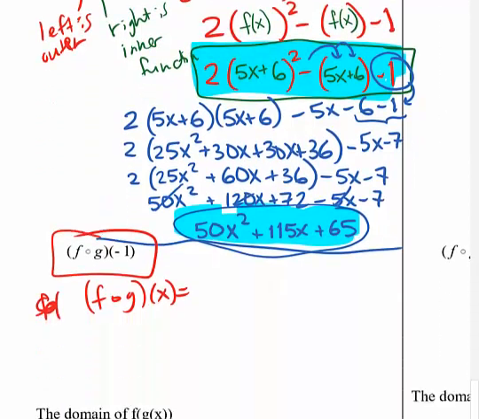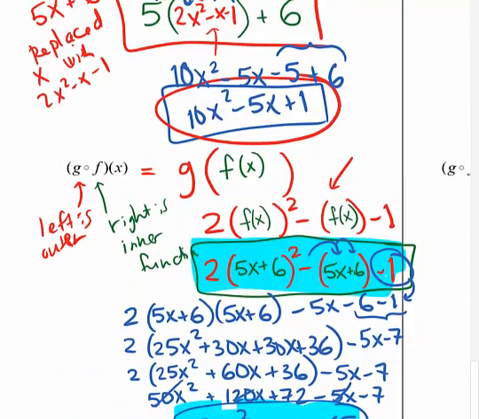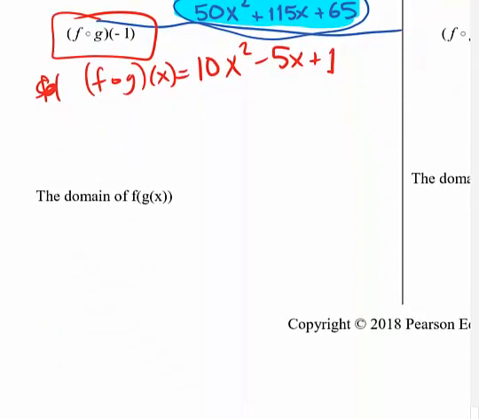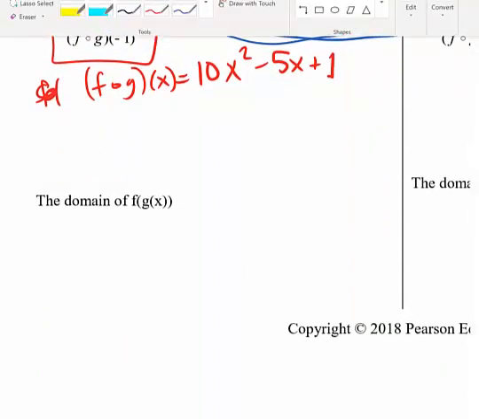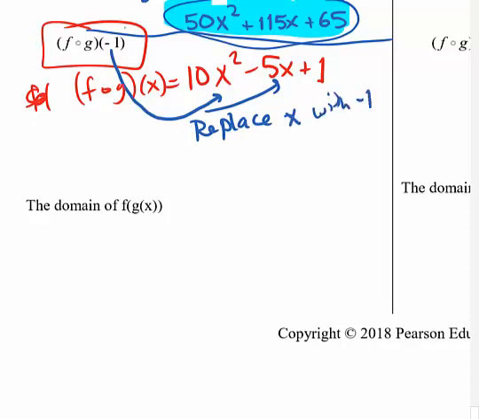10x squared minus 5x plus 1. Let me see. 10x squared minus 5x plus 1. Is that right? I don't know why I'm feeling like that's wrong. Oh, okay. I guess that's it. But since I already found the function, that was the hard part. Now all I have to do is replace the x with negative 1. So it seems like it's harder than it is at this point, but we did the hard part. X with negative 1, or whatever number happened to be here. That's what you would replace it with.